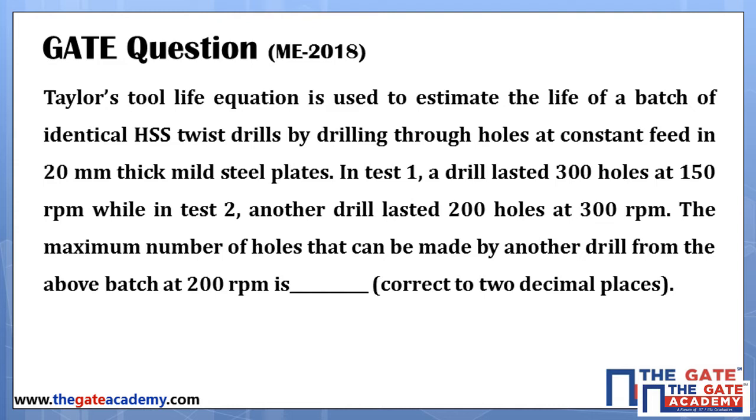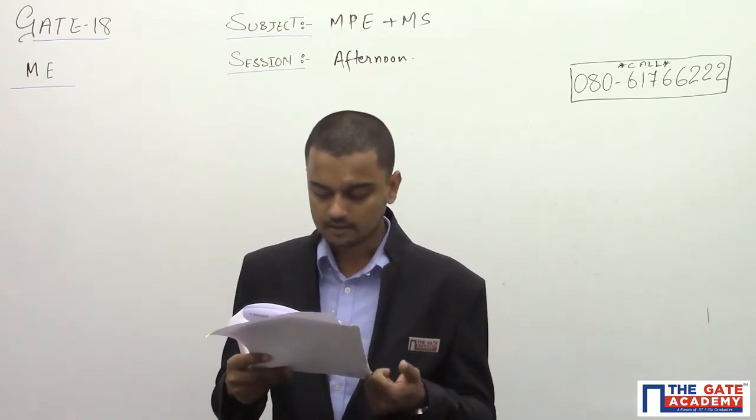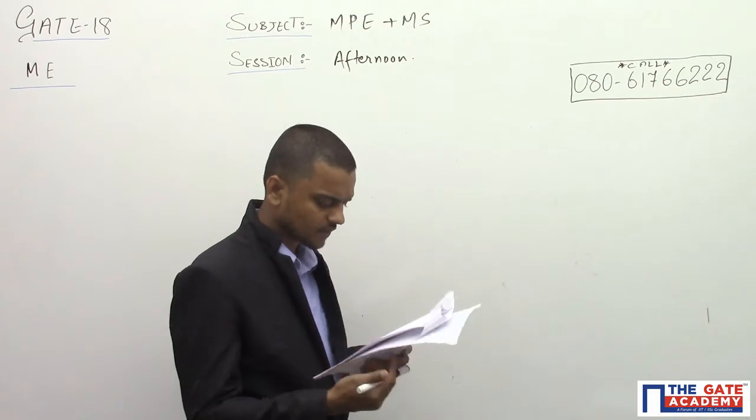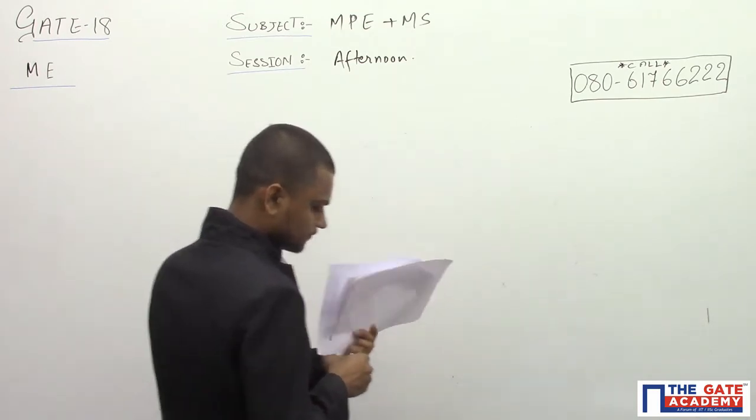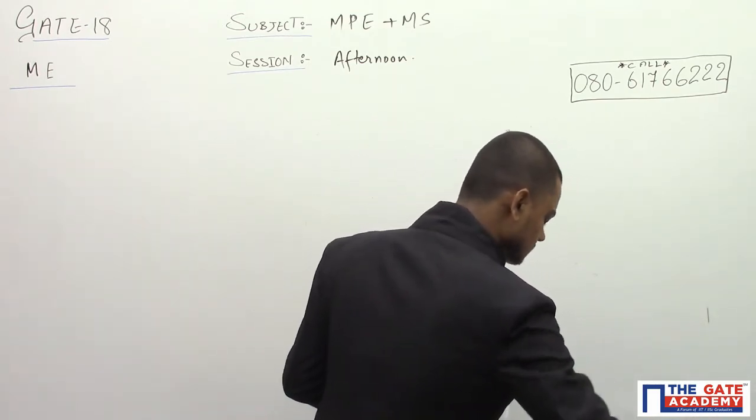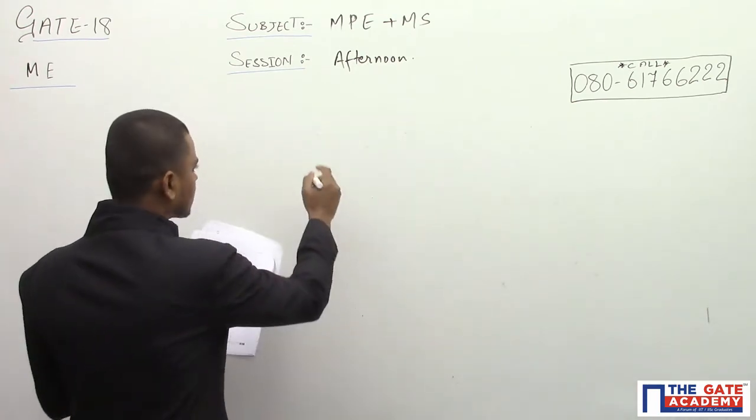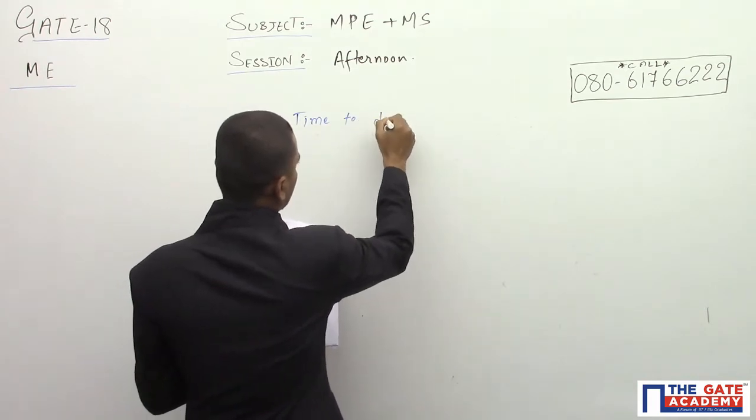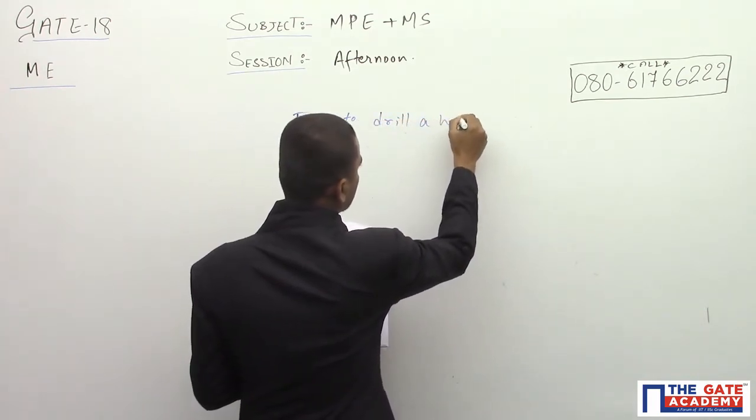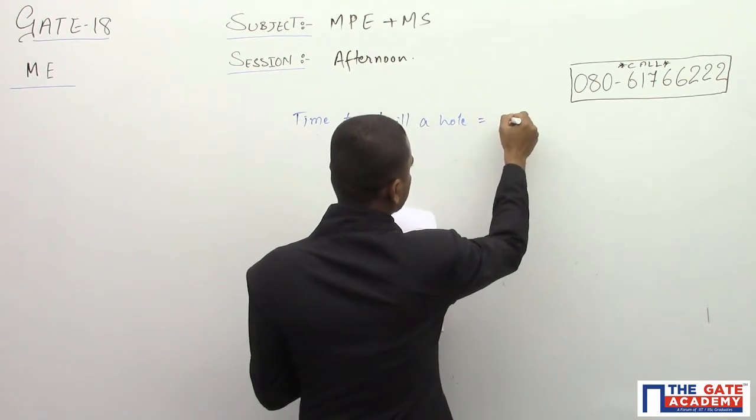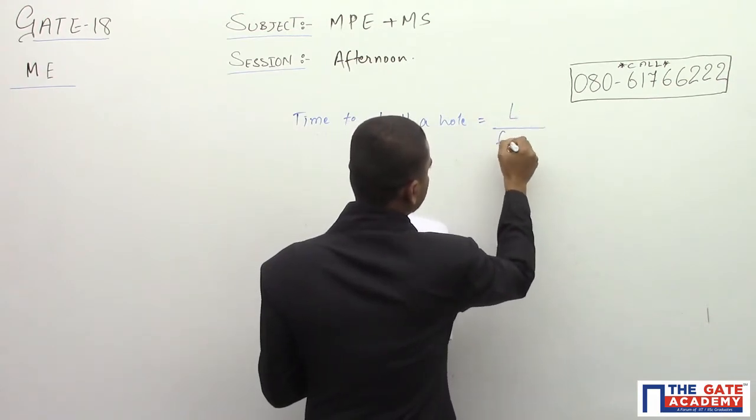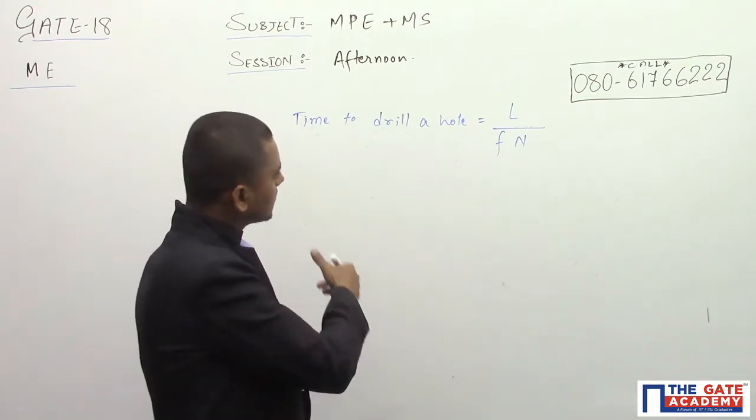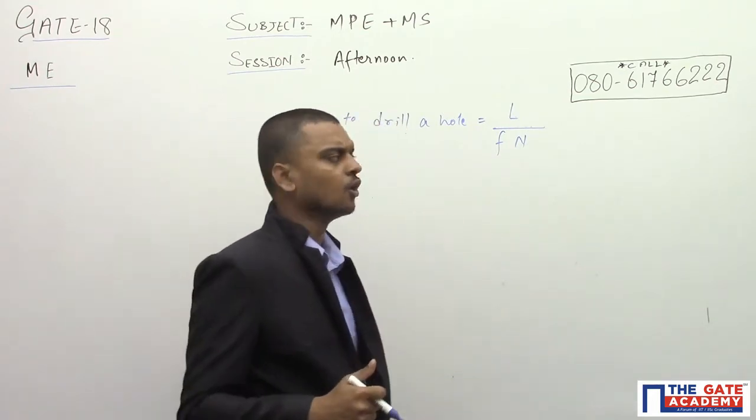So we have to find out that number of holes which is to be drilled at 200 rpm. Now we'll see how we will find that. Now we know that the time to drill a hole is equal to the length of tool travel upon feed into N. This is the machining time to drill a single hole.